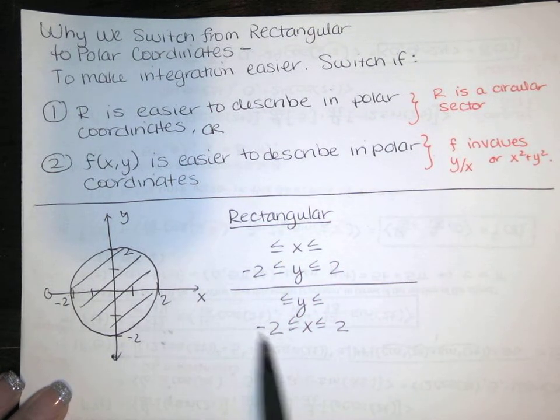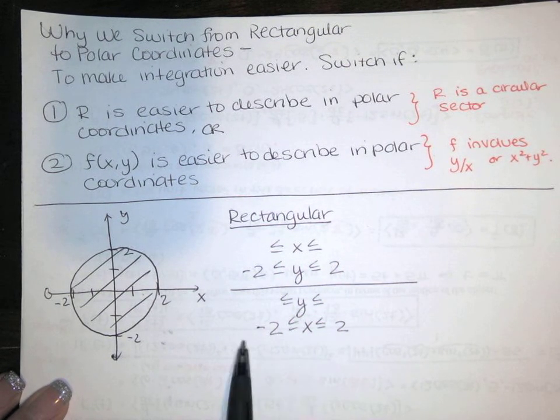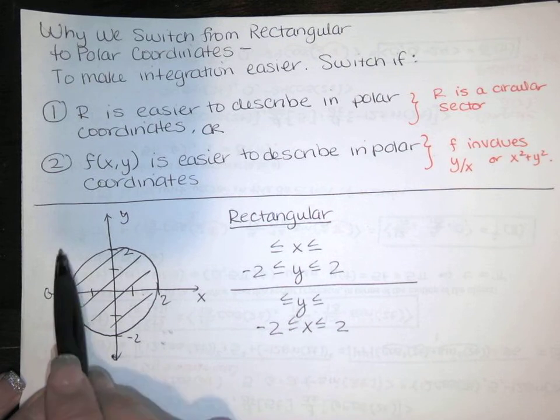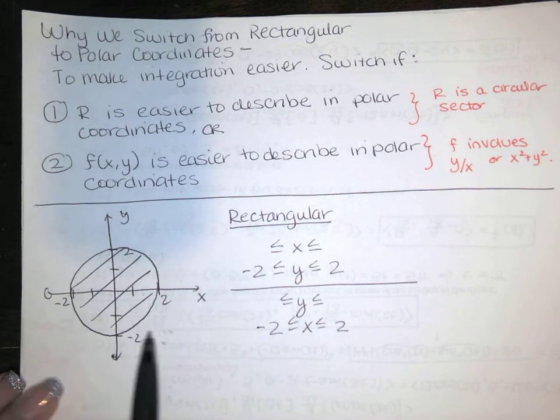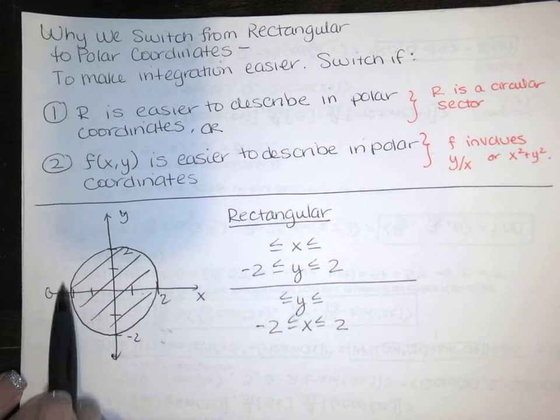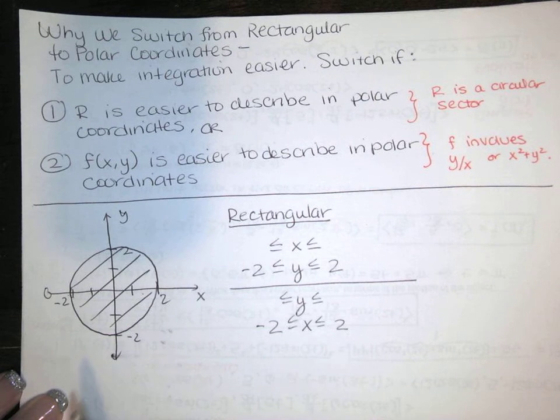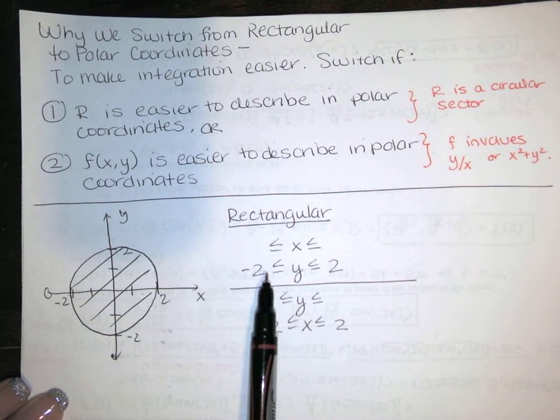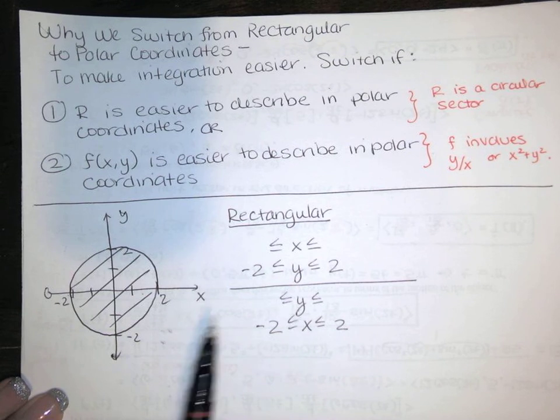But we can't just put those two together, because if x goes from -2 to 2 and y goes from -2 to 2, we don't get the circle, we get a rectangle. Actually, we get a square. We don't want that square. We want this circle. So we let one of these guys go from a constant to a constant, and the other one has to go from a function to a function.